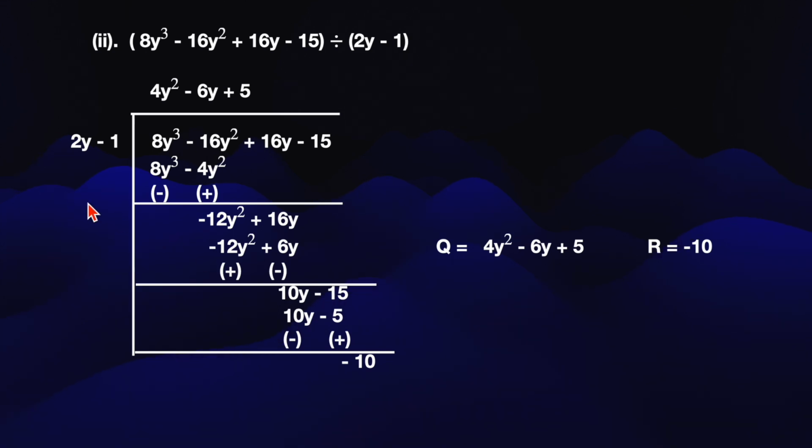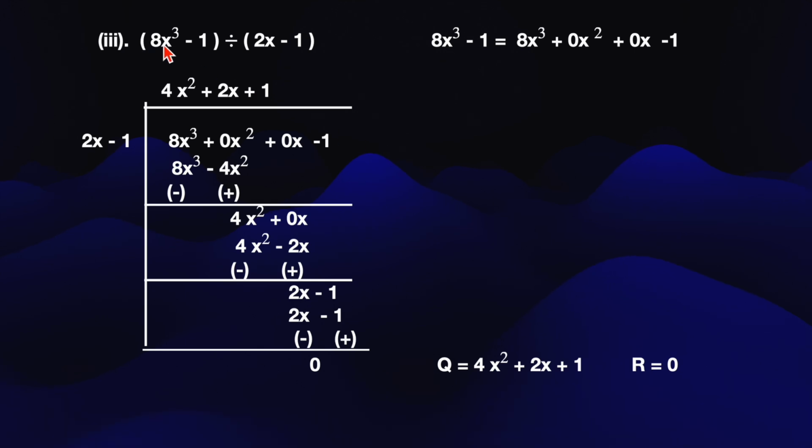Okay, 10y divided by 2y is 5. Write down 5 here and then multiply it. You get 10y minus 5. Here again both are positive, so I'm going to change the sign of this. So this positive becomes negative, negative becomes positive. 10y minus 10y is 0. Minus 15 plus 5 is minus 10. No more terms to bring down, so remainder is minus 10. Quotient is 4y square minus 6y plus 5.